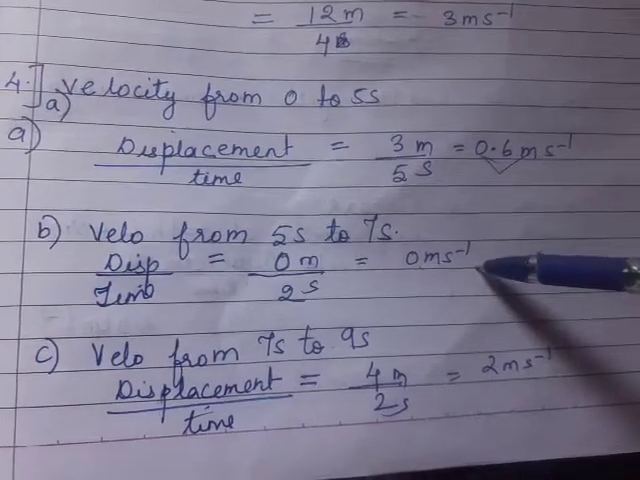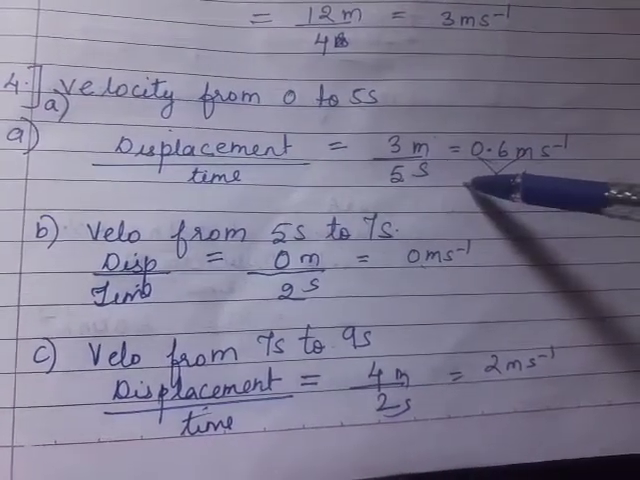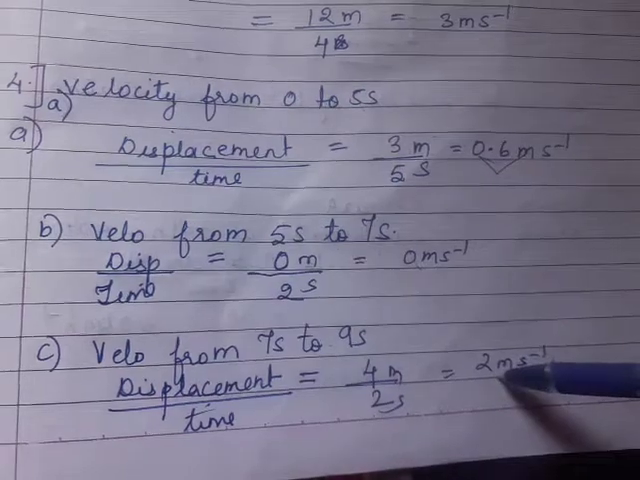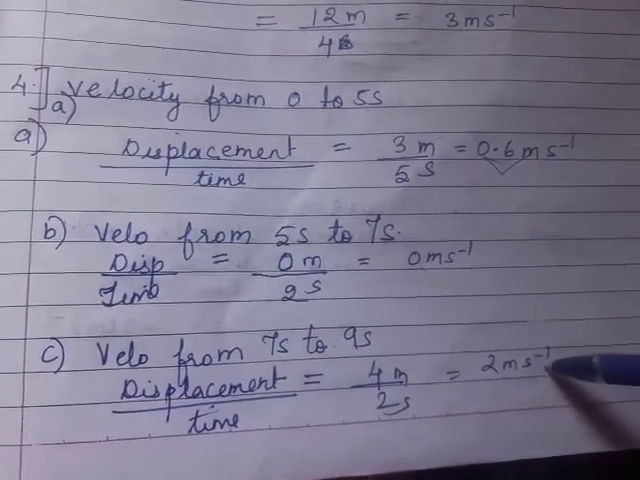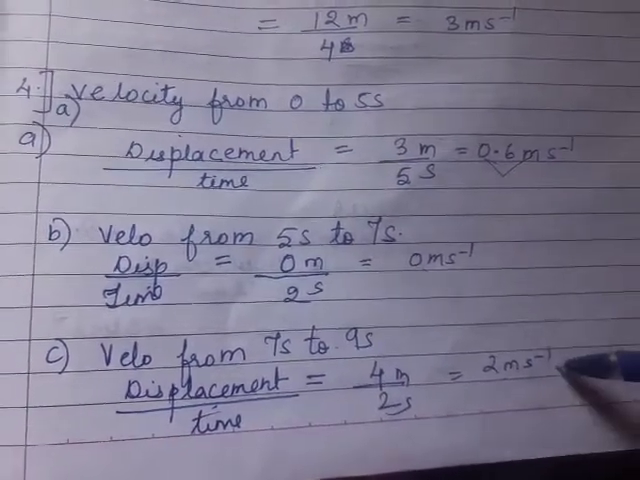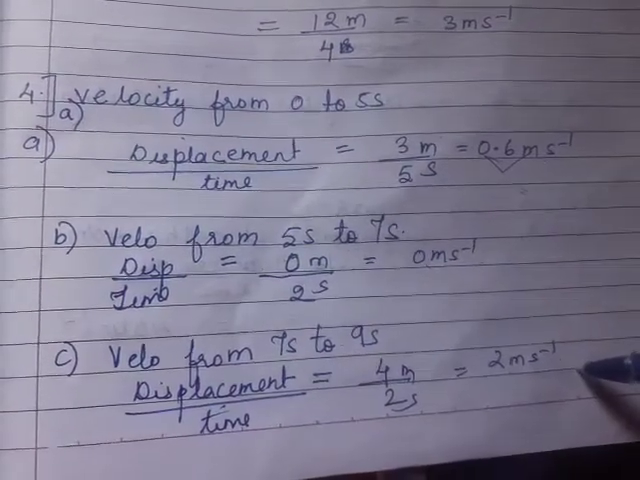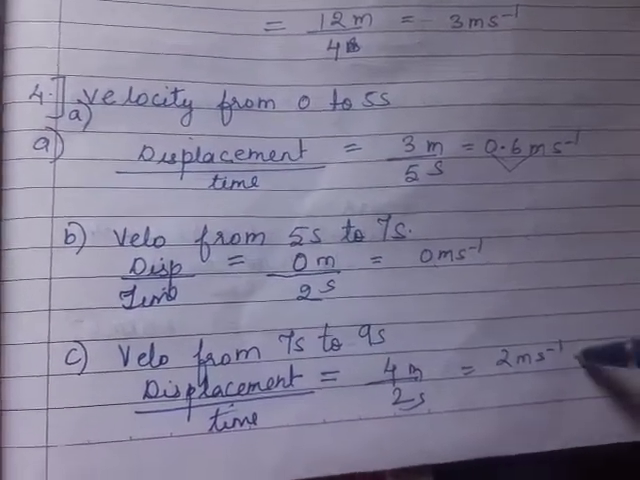Velocity from 5 to 7 seconds, 0. 7 to 9 seconds, it's 2 meter per second. So this is how, with the help of the graph, you can easily solve it. Okay. Now this is only part A of the question.